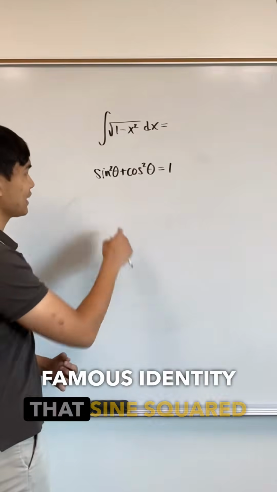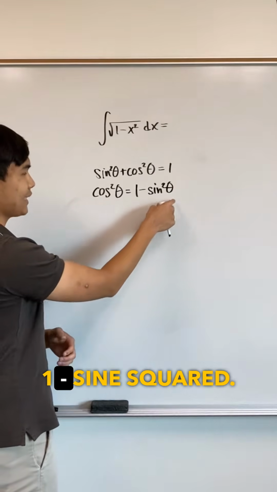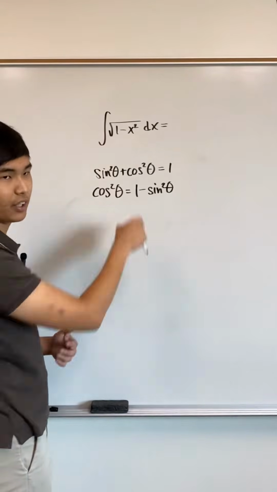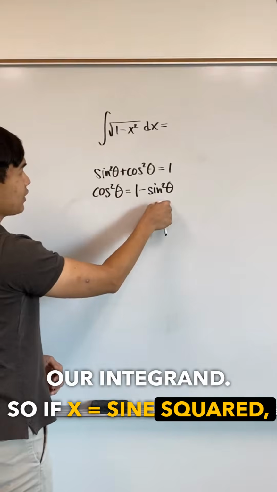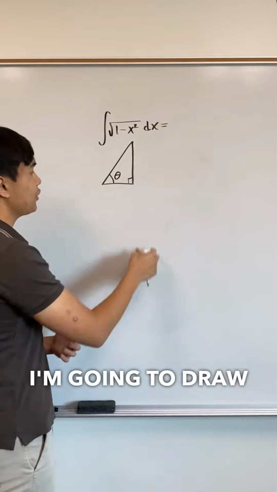Remember the famous identity that sine squared theta plus cos squared theta equals 1. Rearranging, we see that cos squared equals 1 minus sine squared. And this kind of looks like what we have in our integrand. So if x equals sine theta, then this would be cosine squared, which would cancel with the root and let us integrate. To do this, I'm going to draw our right triangle.